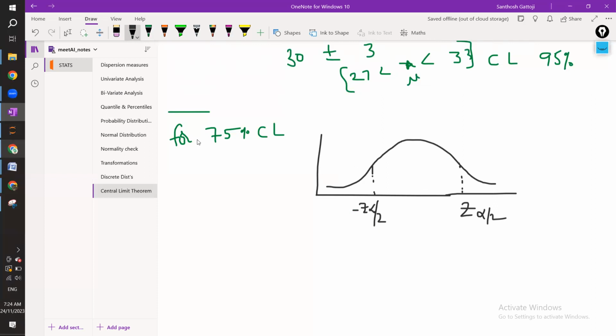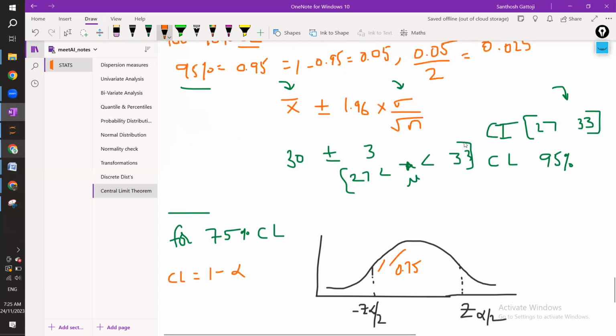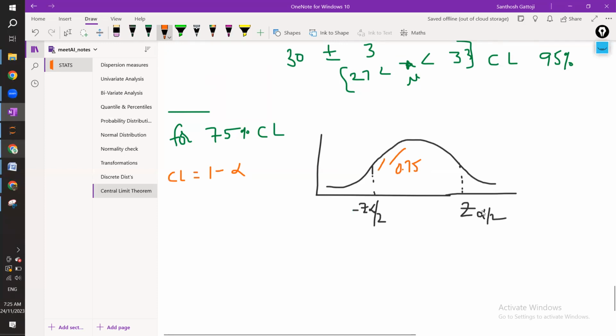Now what happens over here? I want a confidence level of just 75%. What is the confidence level? It is 1 minus alpha, where alpha is the level of significance. So my confidence level is 0.75, which means between these you have 0.75. That means I am stating this particular range with just 75% confidence, just as I stated the earlier one with 95%. Now what are the ranges of this confidence interval? I don't know. I need to calculate.